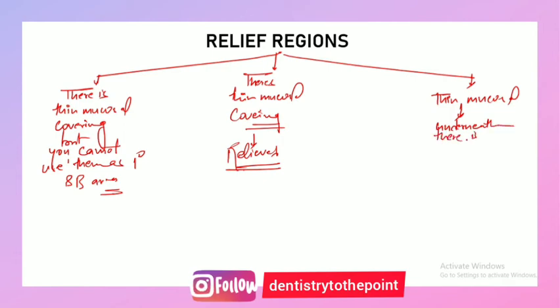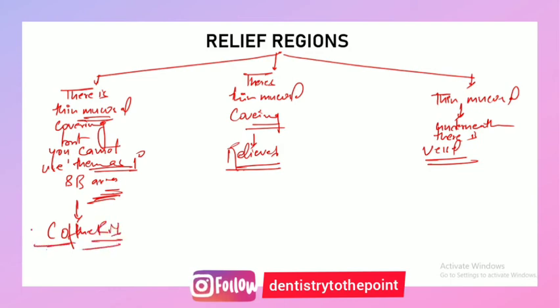there is a vessel, any blood vessel or neurovascular bundle passing through it, right? So in the first case, in which there is thin mucosal covering but you cannot consider it as a primary stress bearing area, that is your crest of the ridge, right? The crest of the maxillary as well as mandibular ridge, the mucosa over that is thin, but you cannot consider it as a primary stress bearing area.